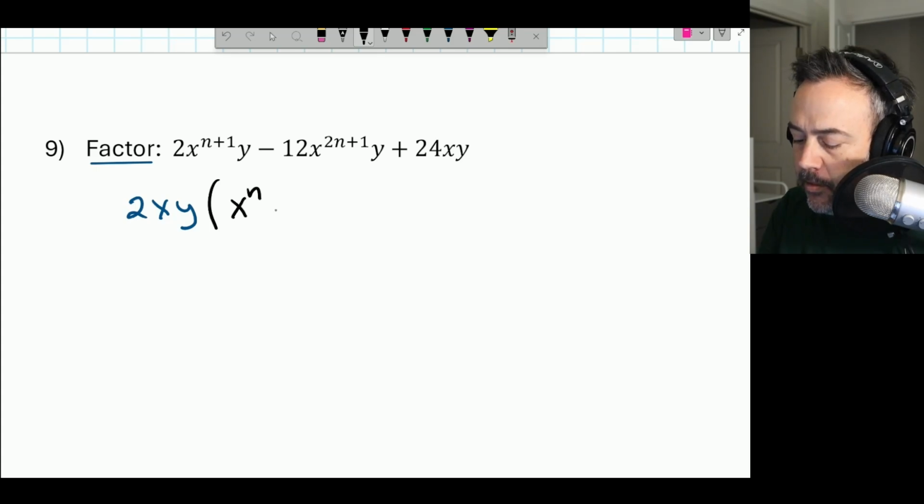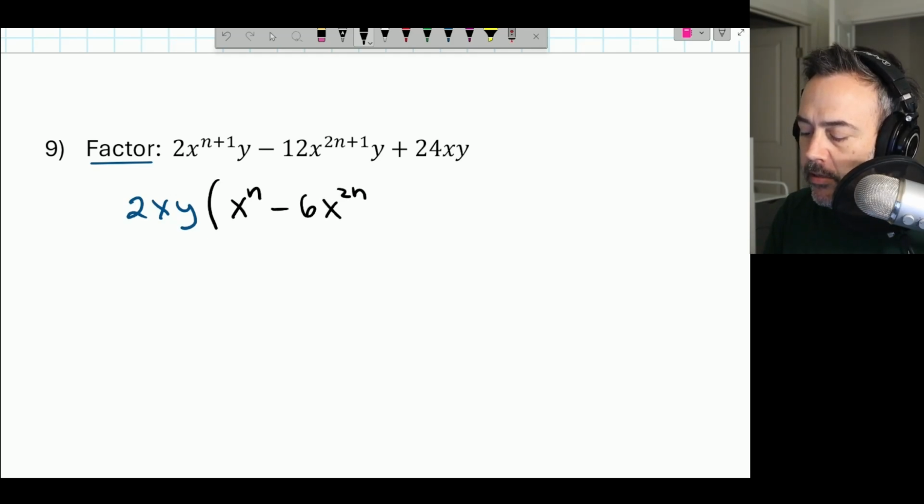Okay. And then I factored out a 2 from here, so there's a 6. I've got x to the 2n. I've factored out the y. And now the 24 is, I factored out a 2, so there's 12 left. I factored out the x, so it's gone. And I factored out the y, so it's gone.